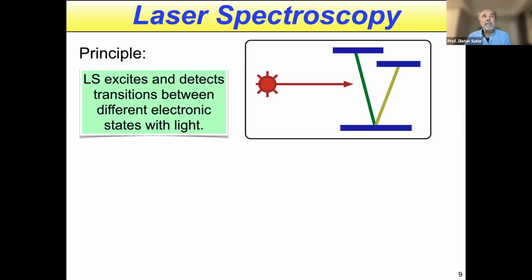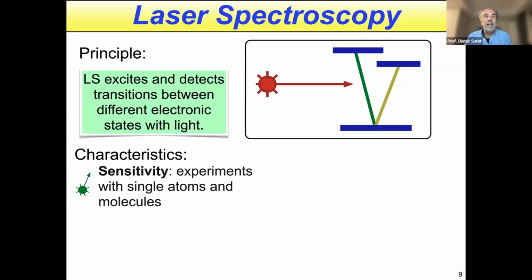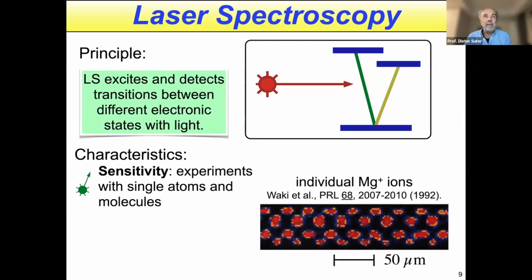Laser spectroscopy is a bit like magnetic resonance, except that you don't use microwave or radio frequency fields, but use optical fields to measure energy differences between different electronic states normally. And this changes the characteristics compared to magnetic resonance quite drastically, in particular, if you look at the sensitivity.